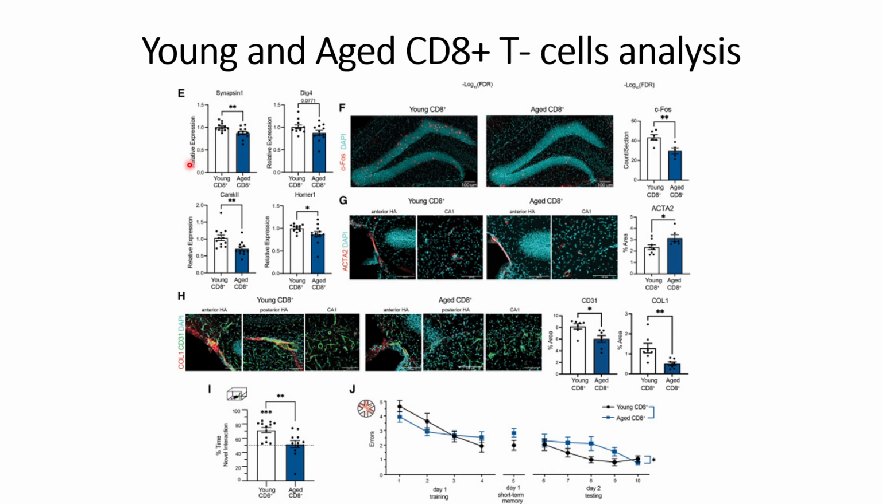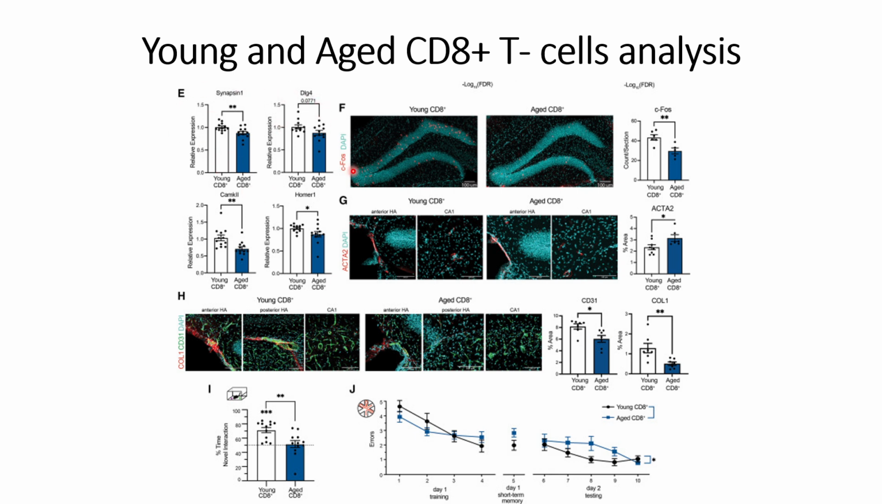Since young CD8 plus T cells do not show any accumulation at this site, they did the qPCR analysis of 4 different genes that are associated with the blood-brain barriers and the neuron, and they were able to see that Synapsin 1, DLG4, CamkII, and Homer1 are all downregulated in the aged CD8 plus T cells treated mice compared to the young.